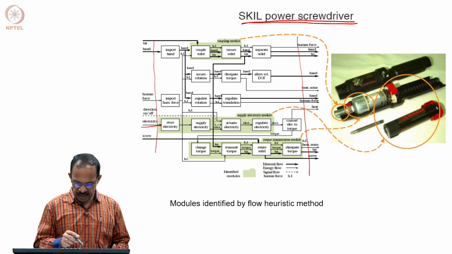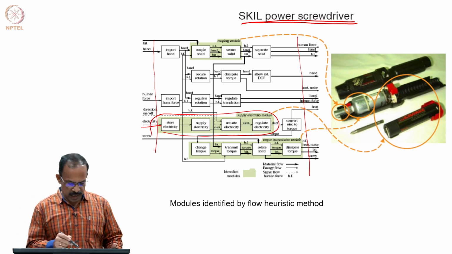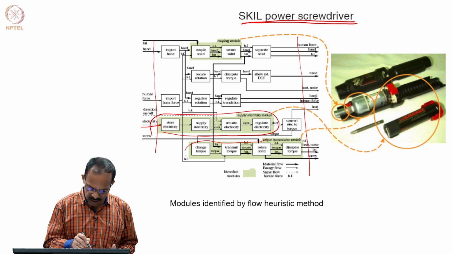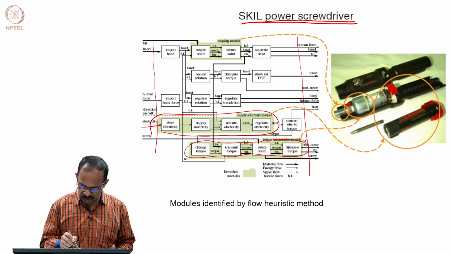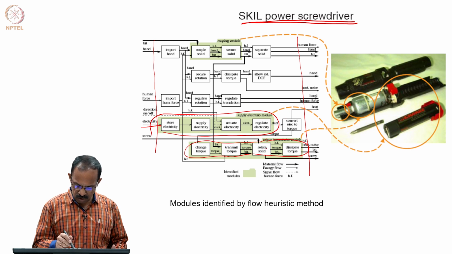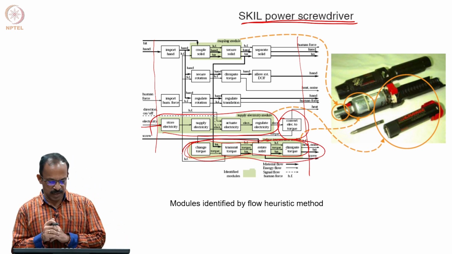So you will have one for the electricity. Based on the electricity, you can identify one supply electricity module, and then you have a conversion transmission module. Here is the change torque, transmit torque, dissipate torque, so convert electric energy to torque. So this is a torque transmission module, this is the conversion, and then transmission. You can put it as a conversion transmission module or a transmission module separately.